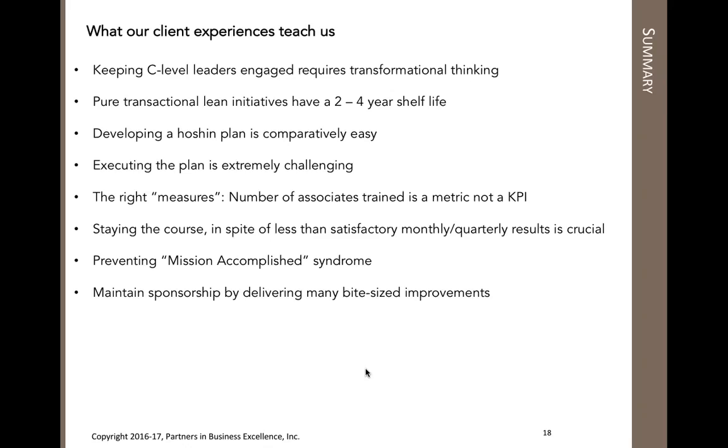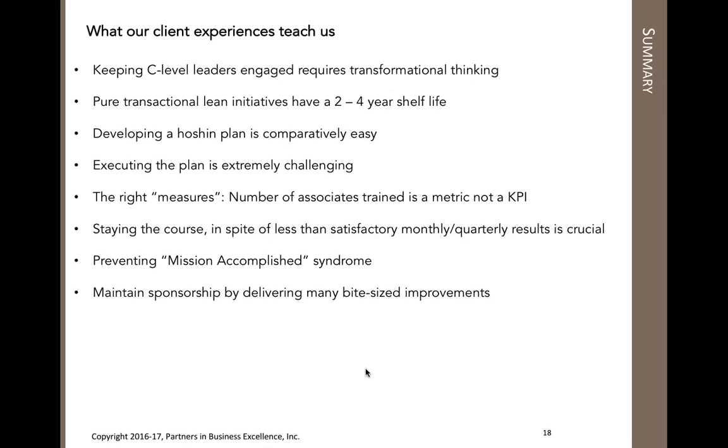Pure transactional lean initiatives have roughly a 2 to 4 year shelf life, then the organization essentially says mission accomplished and moves on to the next big thing. It's rather easy to develop a Hoshin plan. A lot of companies know how to create those plans. A lot of consultants help companies create those plans, but executing the plan is extremely challenging. And that is where the money is. So that is where we really need those lean leaders to drive that plan and deliver on that plan across that entire organization.